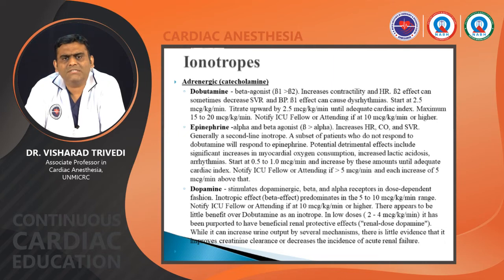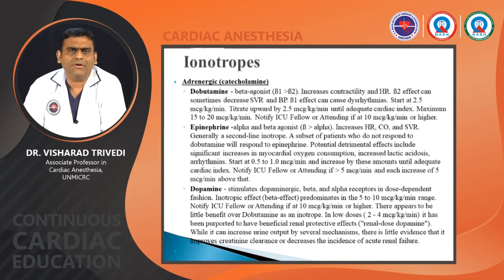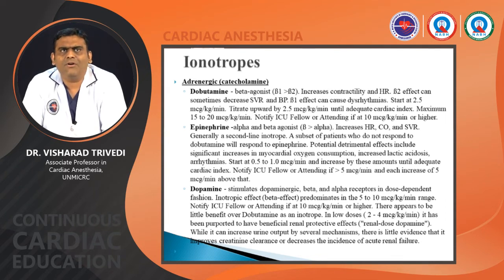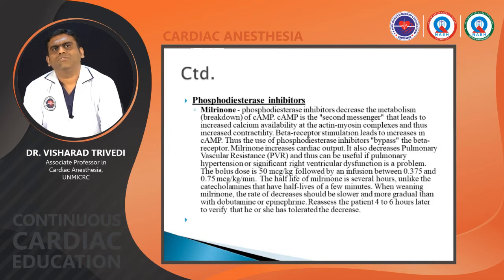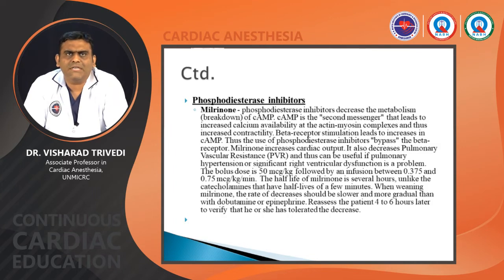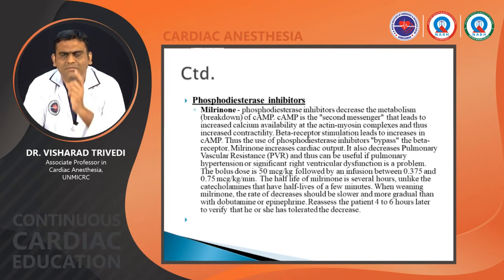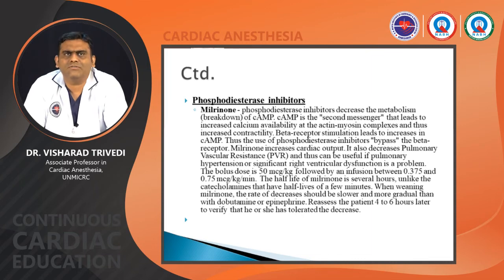Now coming to the drugs for contractility, in itself it's a very big topic. We'll just look at an overview of the inotropes. The main inotropes used in postoperative cardiac surgery are dobutamine, epinephrine, and dopamine. All of these three drugs act mainly through beta-1 receptor agonistic action. Another inodilator used is milrinone, which acts as a phosphodiesterase inhibitor, which increases the level of cyclic AMP, thereby increasing the contractility as well as causing vasodilatation.